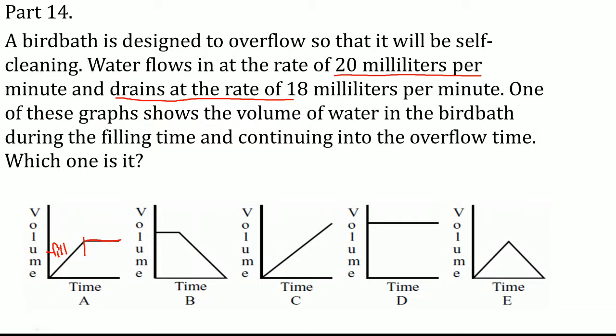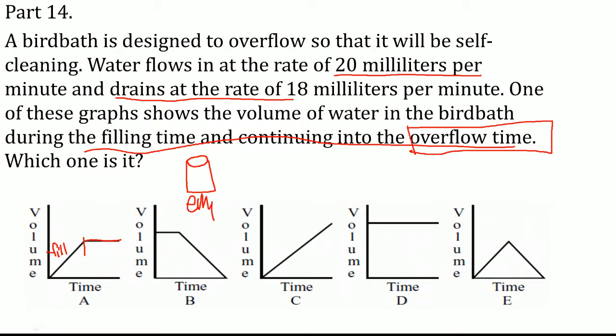Water flows in at a rate of 20 per minute and drains out at a given rate per minute. A bird bath is designed to overflow, so it would be self-cleaning. One of these graphs shows the volume of the bird bath during the fill time and continuing into the overflow time. Check this out. It's a trick question because here's the bird bath, right? It starts filling, so here it is at empty, right? Then it starts filling.